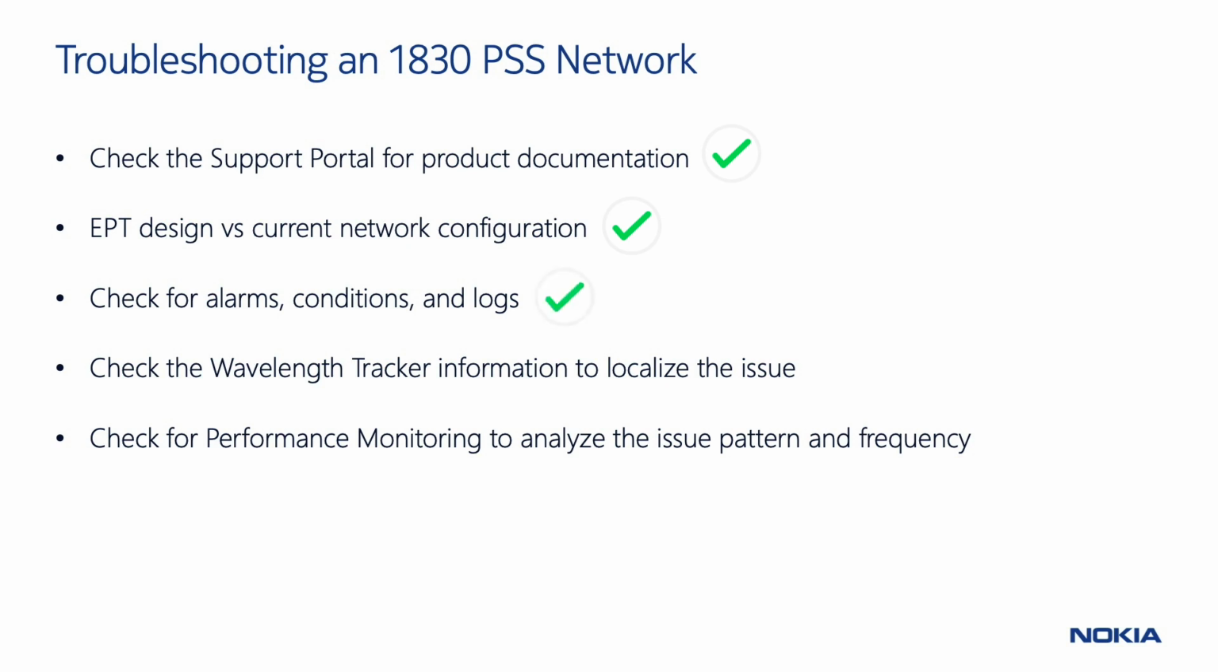3. Carefully check for alarms, conditions, and logs. Is the problem still present, or has it happened in the past? 4. Check the wavelength tracker information to isolate and establish where the issue is occurring. Is it possible to spot a point of failure in common with several channels? 5. Check performance monitoring to analyze if the issue is recurring, its frequency, and the thresholds crossed. Are the values retrieved aligned with the expected operational parameters?